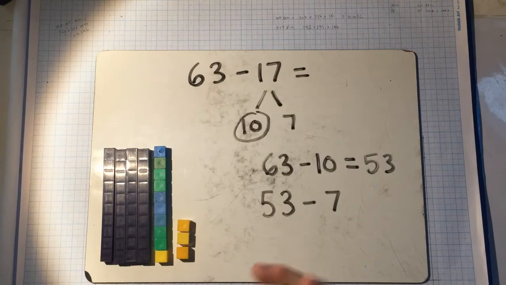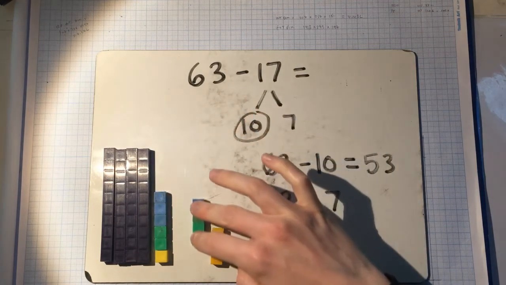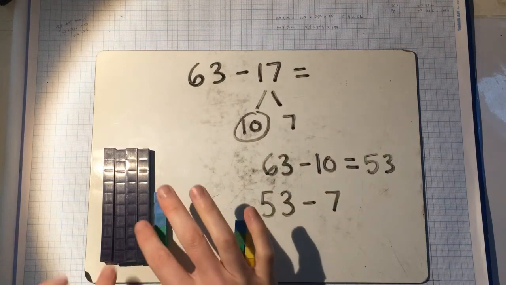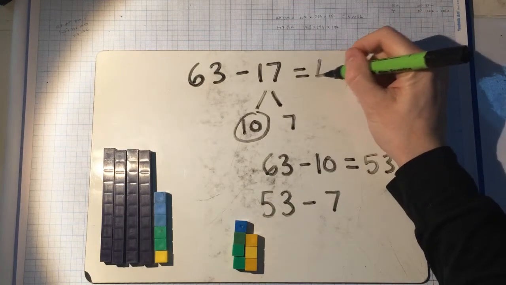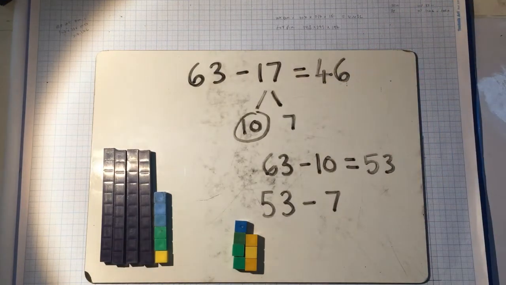So some of them might use their number bonds to know that 3 and 4 make 7. So they can subtract these two numbers, and then they might be able to see straight away that they've got 4 tens and 6 ones. And so they'll be able to tell that 63 subtract 17 is going to be 4 tens, 40, and 6 ones, 6. So this is a way that we would introduce children to subtraction with exchanging first.